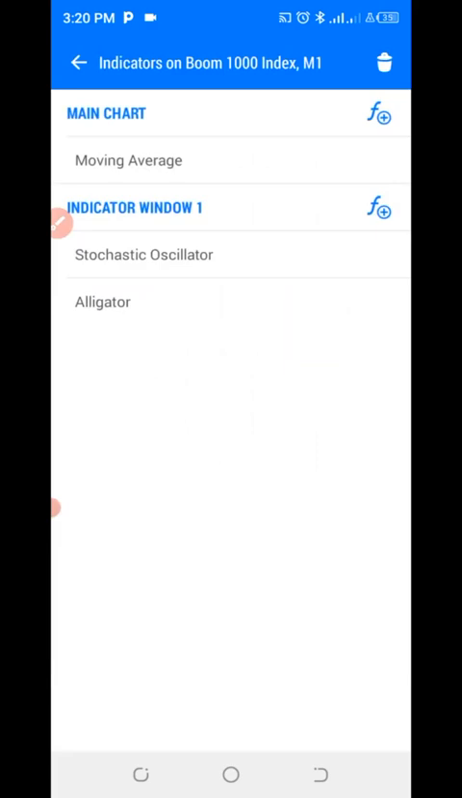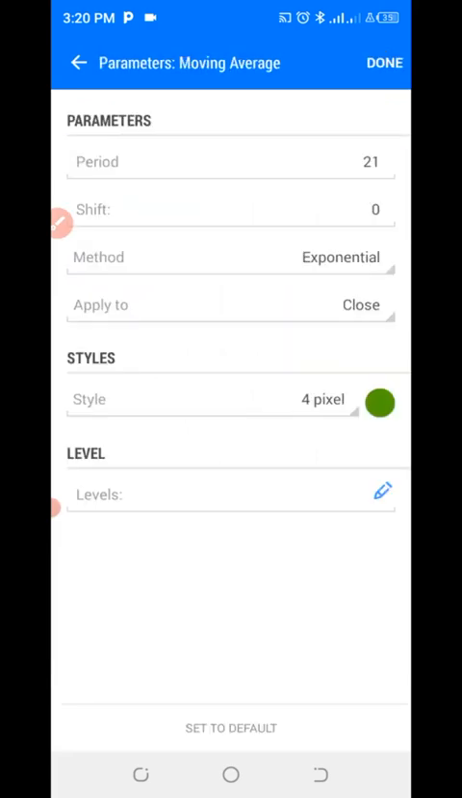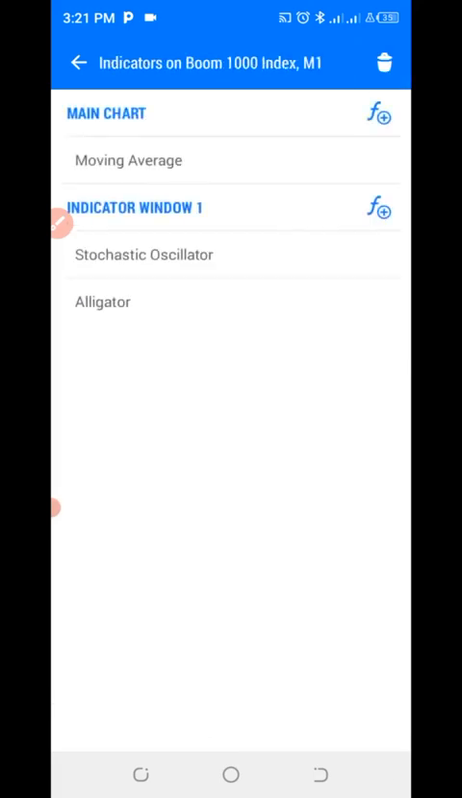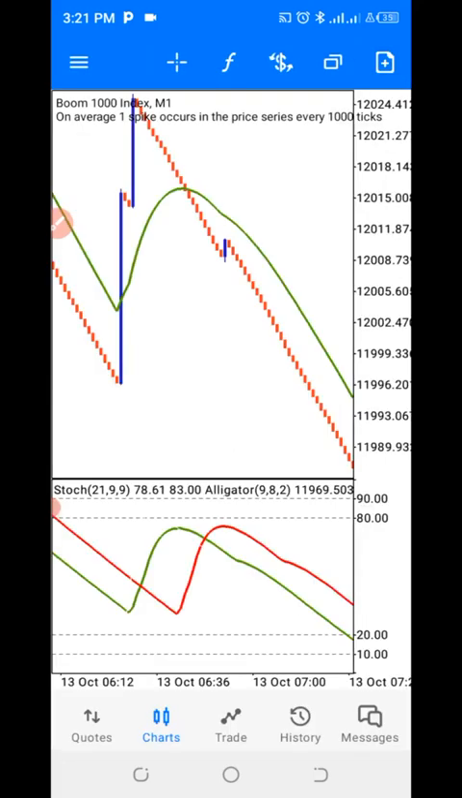So the first indicator we are going to be using is our moving average. The period is 21, shift is 0, method is exponential, apply to close. For the style, you can use any style of your choice. Once you are done, you click on done. Right, so you have it like this.